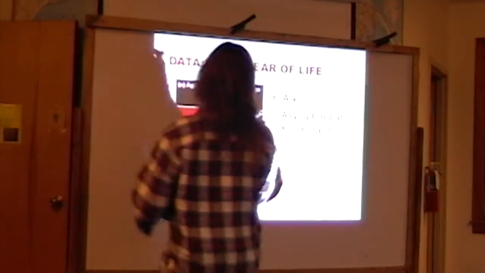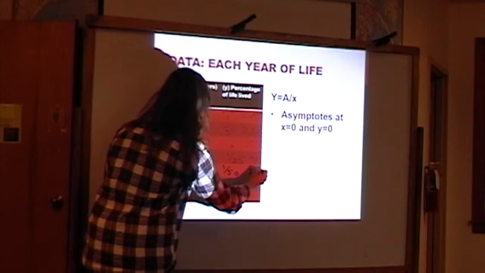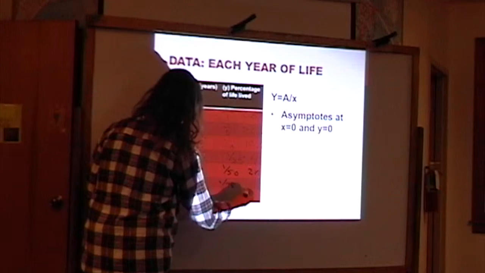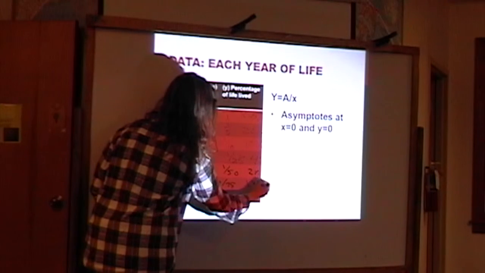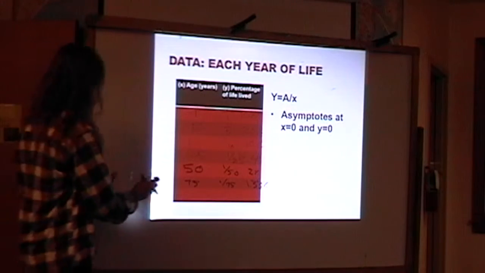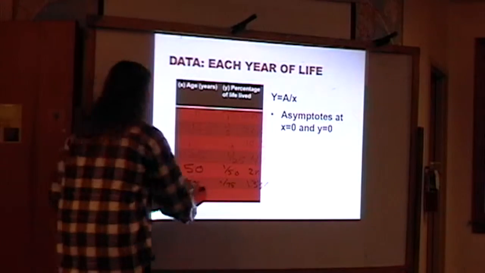So 50, 1/50 is about 2%, 75, 1/75, 1.33%. But it starts to level off as you keep going. So the average year that you die in America is 79. So I ended at 79 because.